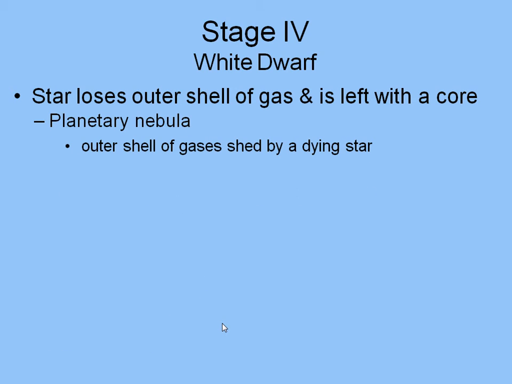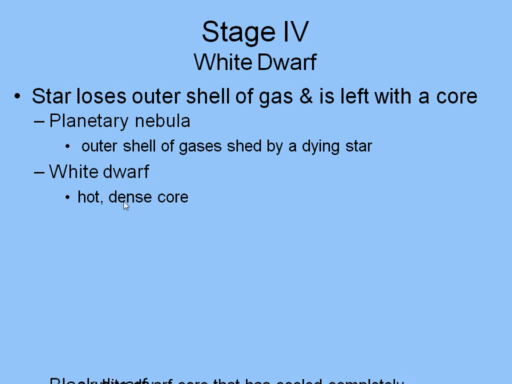Now, where does that gas go? That gas is basically creating what's called a planetary nebula. Nebula is another fancy name for gas, right? So the outer shell of the star gets released outside. It's let go. And then what happens? We have what's left, and that is the white dwarf. A white dwarf is, I'm sorry, a small, hot, dense core.